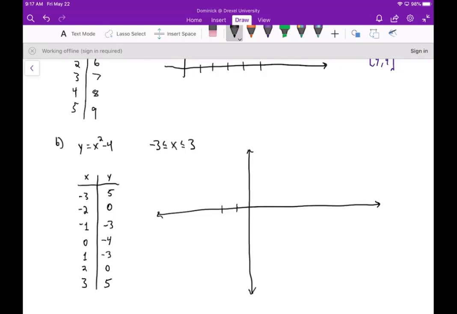Okay, so we got to go from -3 to 3. Okay, so it looks like my points are -3, 5, so something like this. -2, 0. -1, -3. And 0, -4. And then sort of the same thing on the other side. So we get something like this. And I should not use the arrow, right? Because this is only from -3 to 3. So this stops here.